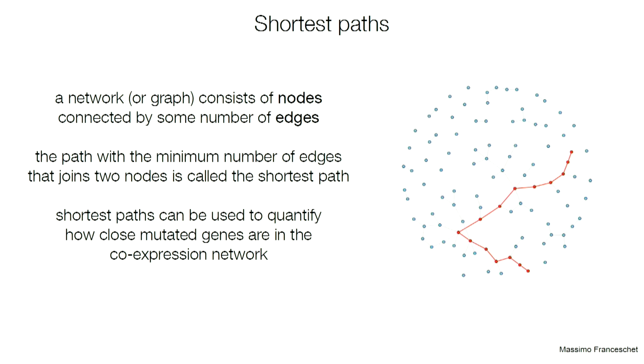But a quick primer on graph or network theory, for anyone unfamiliar. Networks consist of nodes, which in our case would be genes, connected by some number of edges. In the context of a co-expression network, if 2 genes are connected by an edge, that's likely because they're significantly co-expressed. What we're interested in here is calculating the shortest paths between genes that happen to retain mutations in the HS. In doing so, we're able to quantify how close these mutated genes are in the co-expression network, and perhaps that could yield something interesting.